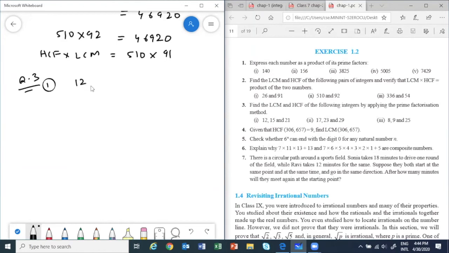So we have 12, we have 15, we have 21. Simple question. So we'll find first, 12 can be written as what? 2 into 6. So 2 into 2 into 3. 15 you can write as what? Okay, this will be 3 into 5. What about 21? 3 into 7. Okay, so let me write it 2 square into 3.